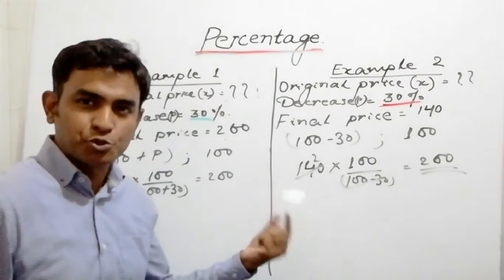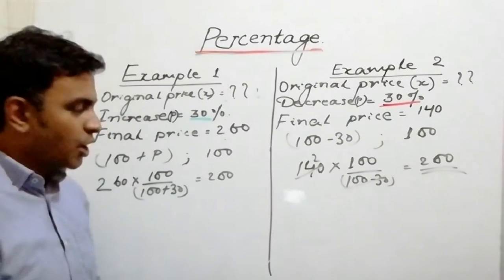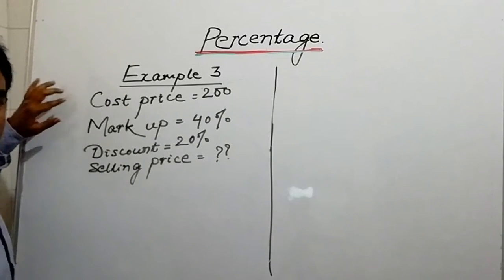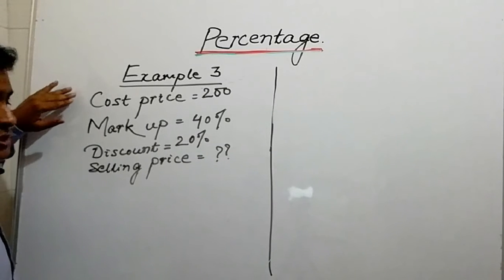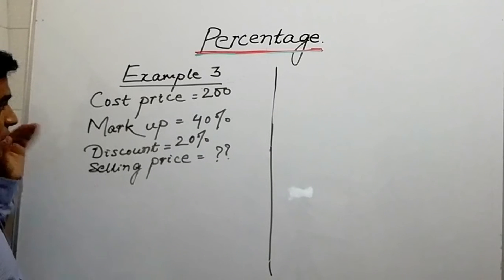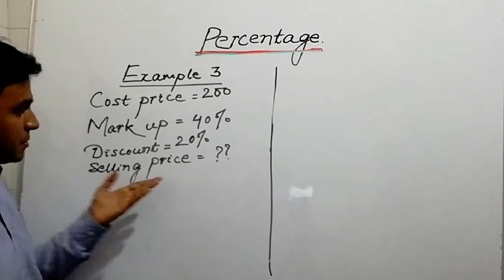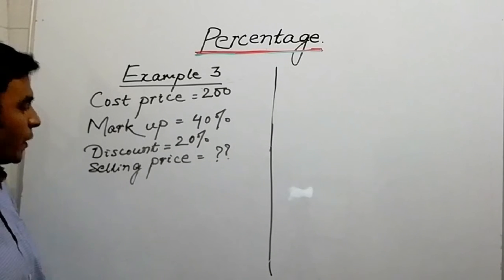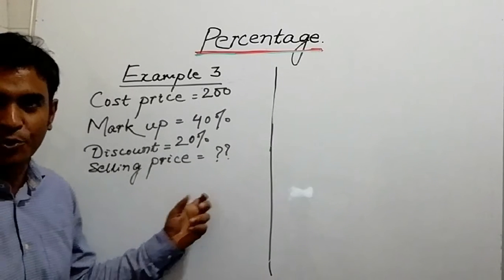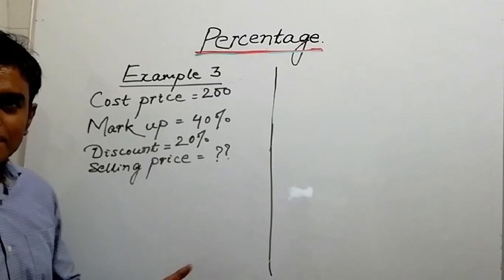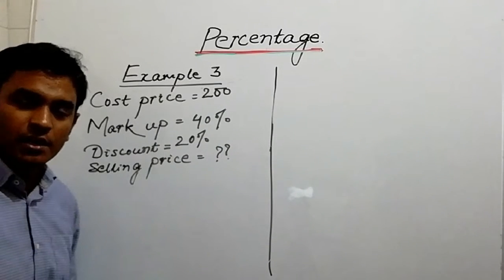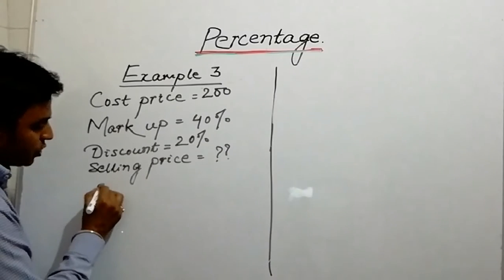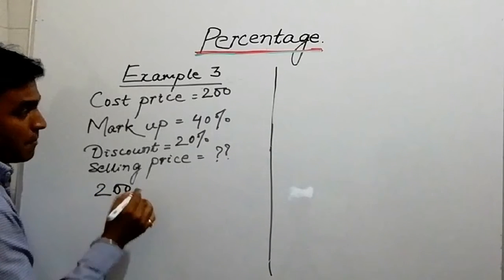Okay? You saw that using a very simple concept, we are approaching a variety of problems, right? Now let's look at another example. In this example it is given that the cost price is 200 and the shopkeeper marks it up by 40% and then further gives a discount of 20%. So what is the final selling price? Using the same concepts we used in the previous example, 200 is the original price. So there is a markup of 40%.